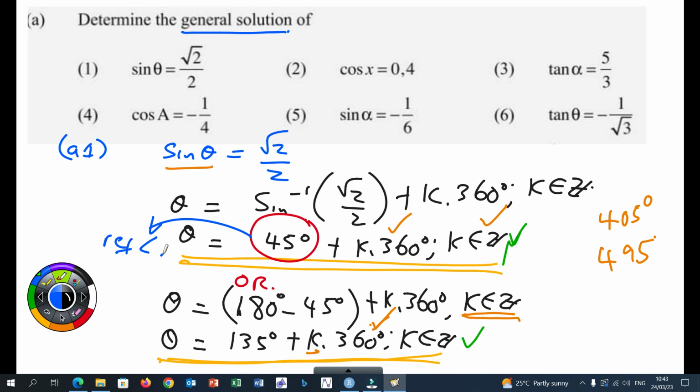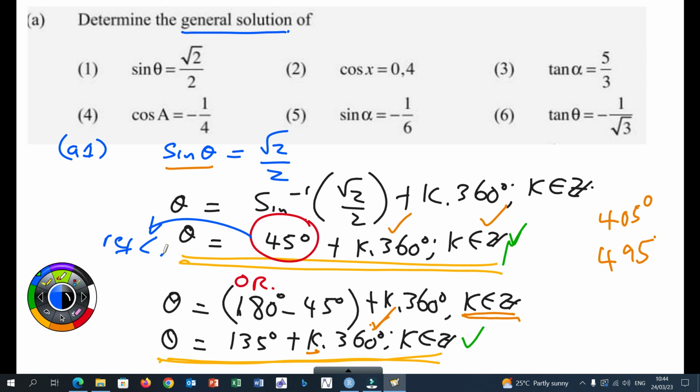Now, let's say we had a restriction which says the values of theta must be between 0 and 360. It means where there is k here, you put 0. Where there is k there, you put 0. You get two answers, 45 and 135. If you substitute 45 there and 135, you get this ratio. Are you following that? So I'm done here.